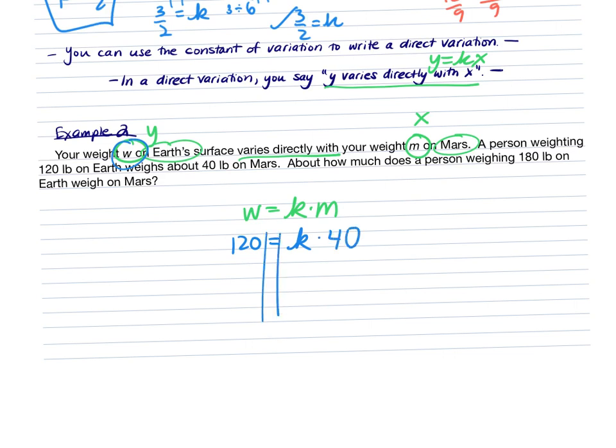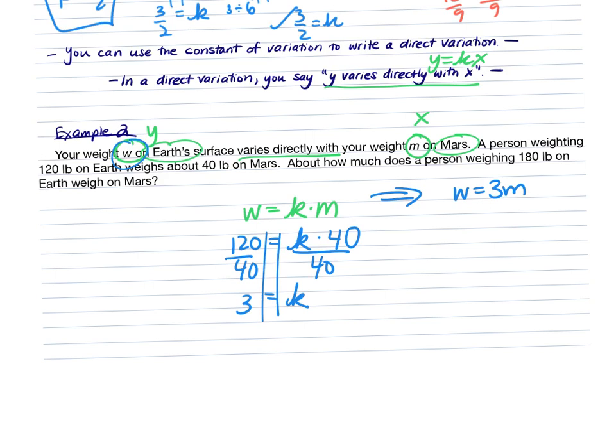And we want to get k alone. So we divide by 40 on both sides. So this is k, and then 120 divided by 40 is just 3. So if you do 120 divided by 40, you get 3. So that means my equation here is W equals 3m. So someone on Earth weighs 3 times whatever you would weigh on Mars.